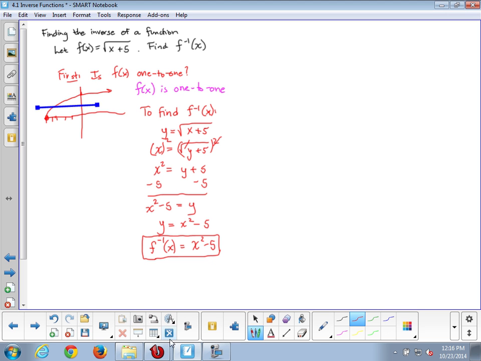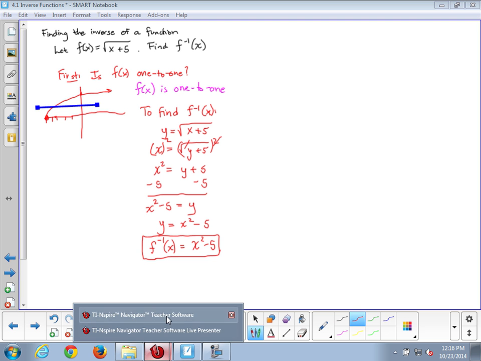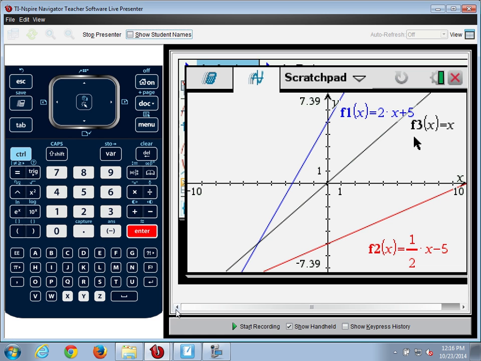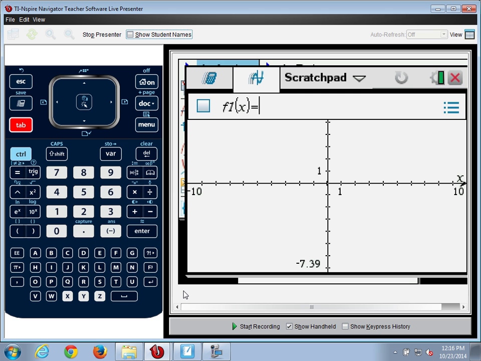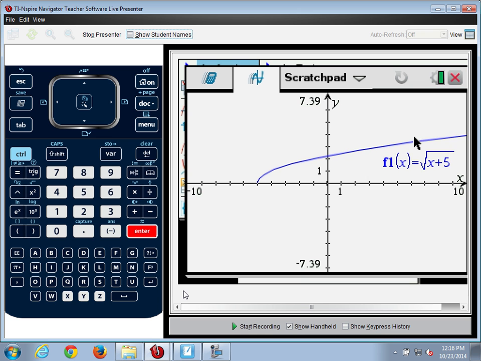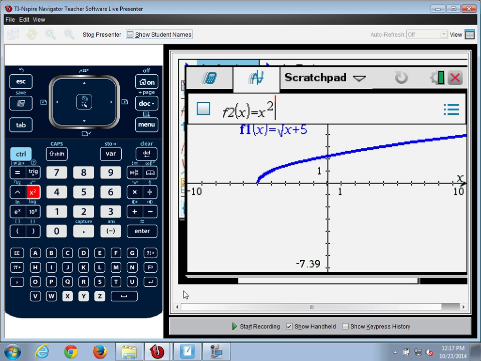Now the only thing from here is you want to make sure that you check it, because we're still not quite done. I would always go to your calculator and let's graph this. So let's clear this out. And while I'm graphing it, you graph it as well. Square root of, what was it, x minus 5? X plus 5. Here's the original one, and again it confirms that this is in fact a one-to-one function. But now let's graph what we got. According to our calculations, this is the inverse function.